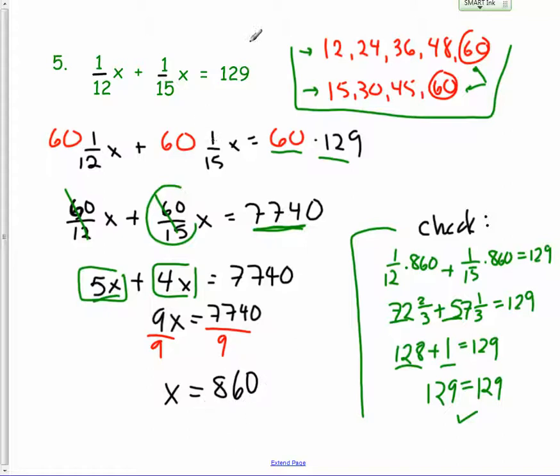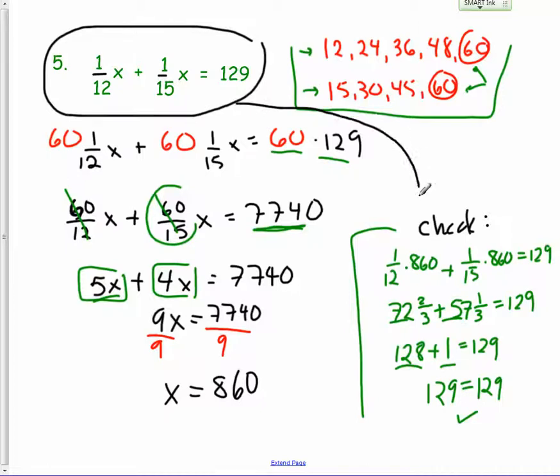And then again, go back to the original equation, which I did over here. Take out x, put in 860. You've got to find a 12th of 860, which is 72 and 2/3, and a 5th of 860, which is 57 and 1/3. 72 and 57 is 129, and 2/3 and 1/3 is 1. Put that together, and you have a check: 129 is equal to 129. So those are all 5 of your quiz questions. Only 2 of you need to retake it, and the rest of you are in good shape.